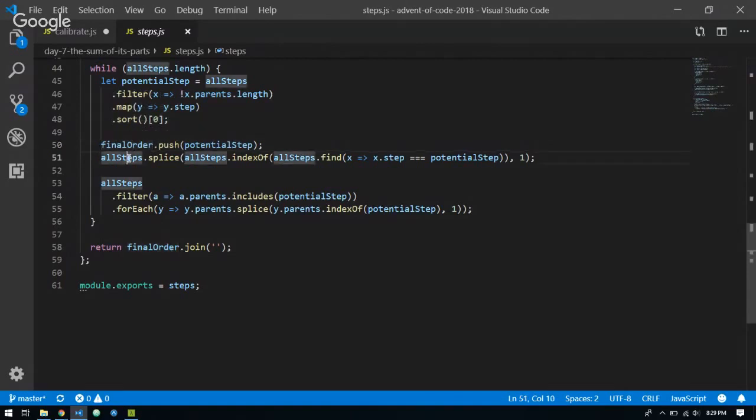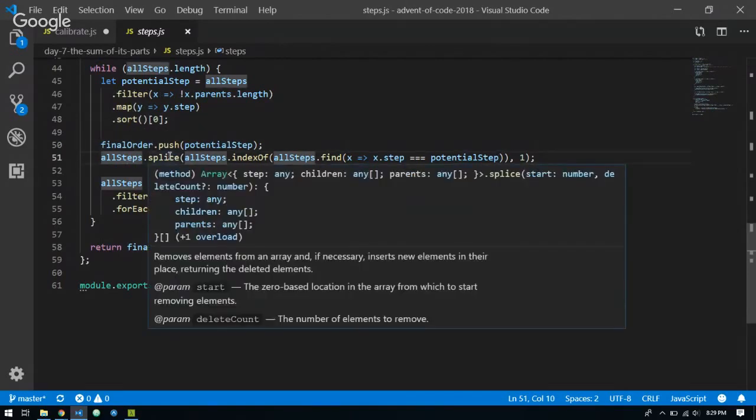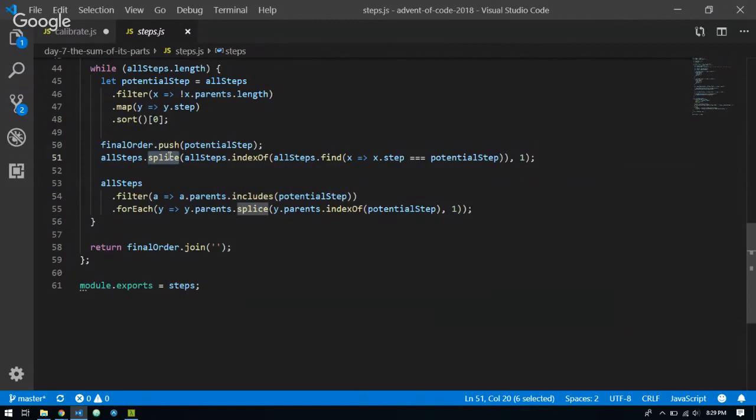And all steps, so splice means we're taking a portion of that array, and what am I splicing? I am splicing where the find is, so I'm finding where this potential step is. Okay, so all steps is the list of everything that I've prepared. Final order is the one that I care about. So that's the one I'm trying to keep pristine.